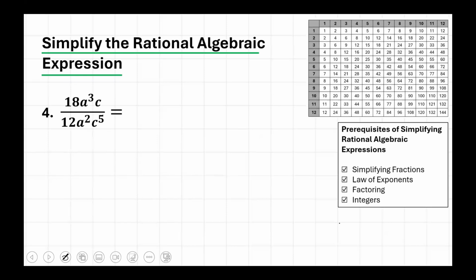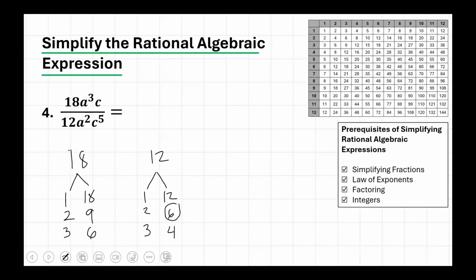Now let's write the factors of 18 and 12. For 18, we have 1 times 18, 2 times 9, 3 times 6. And for the 12, we have 1 times 12, 2 times 6, and 3 times 4. And we can notice that 6 is the greatest common factor. So we are going to rewrite our numerator and denominator based on those factors.